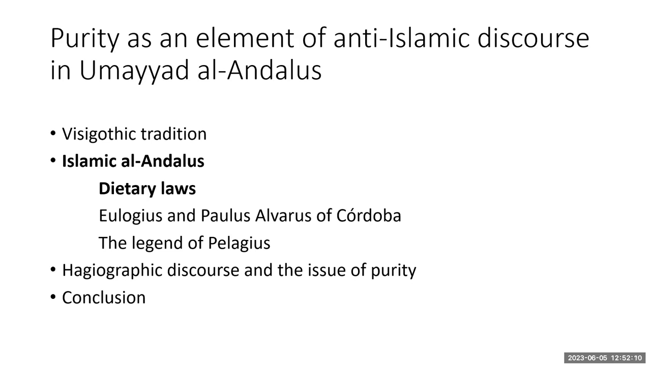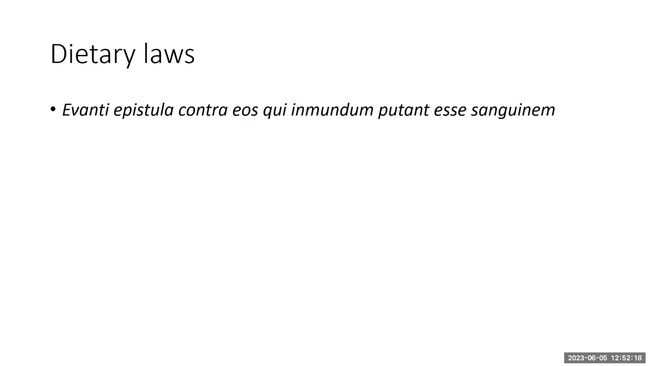In the Corpus Scriptorum Muzarabicorum, we find a curious letter directed against those who claim that blood is impure. Evanti epistula contra eos qui immundum putant esse sanguinem. Apparently, there were now Christian opponents who objected to the consumption of food containing remnants of blood and who avoided any contact with human or animal blood, observing dietary and purity laws according to the literal sense. This Christian group, perceived as heretical by the author, may have been influenced by Jewish or Islamic regulations. At least, members read Old Testament prescriptions in the literal sense.